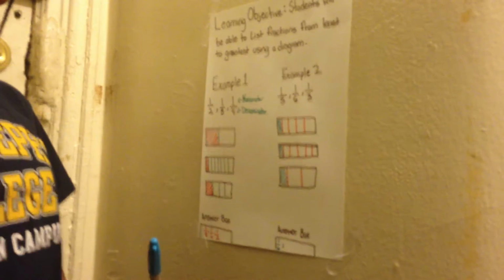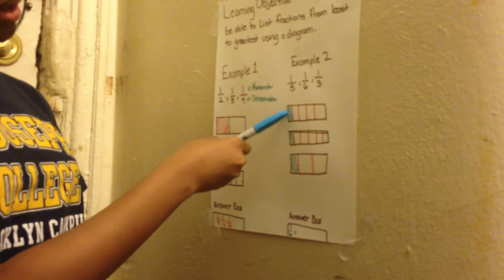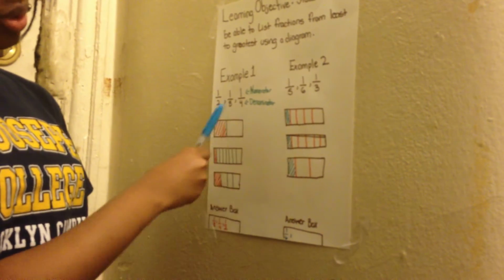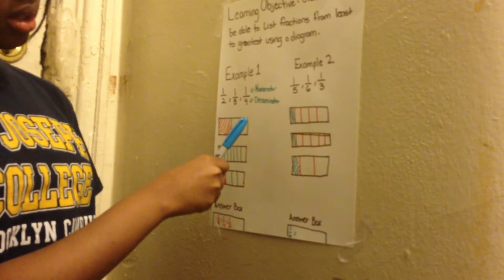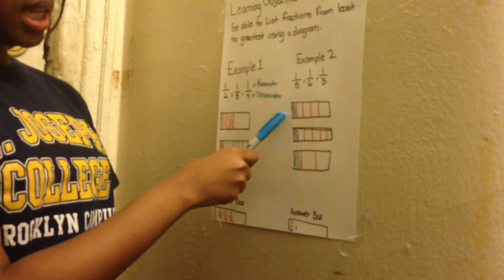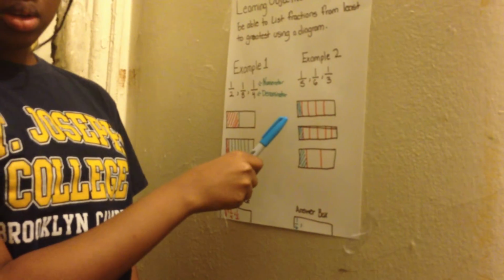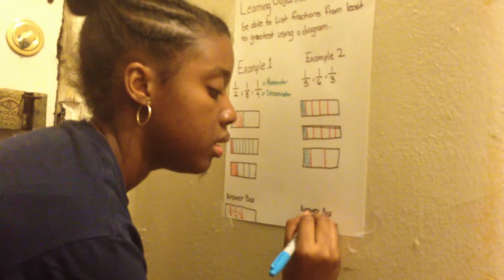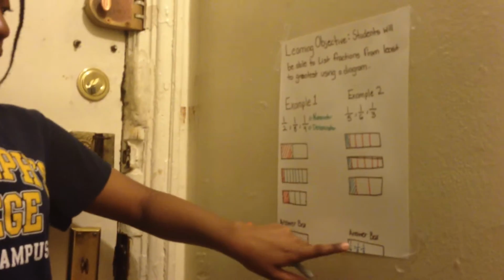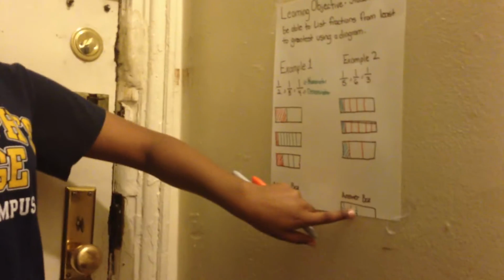Let's look at it. We have 1/5 here. Is 1/5 bigger than 1/3? No. So which one is bigger? 1/3. And which one is smaller? 1/5. So what's the next answer? 1/5 is smaller and 1/3 is bigger. So our answer is 1/6, 1/5, and 1/3.